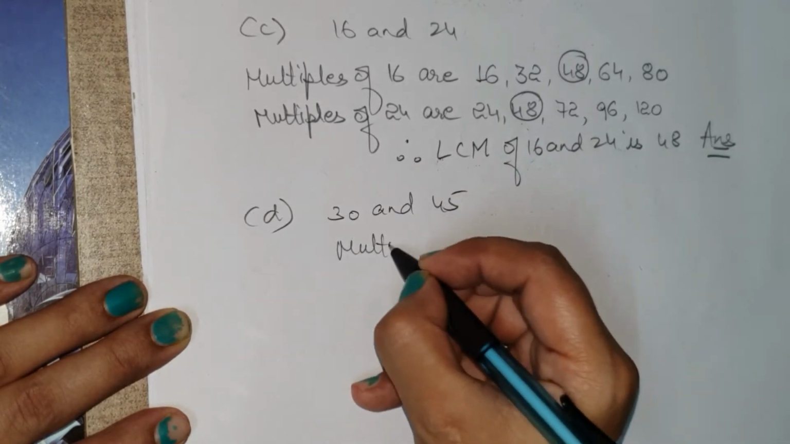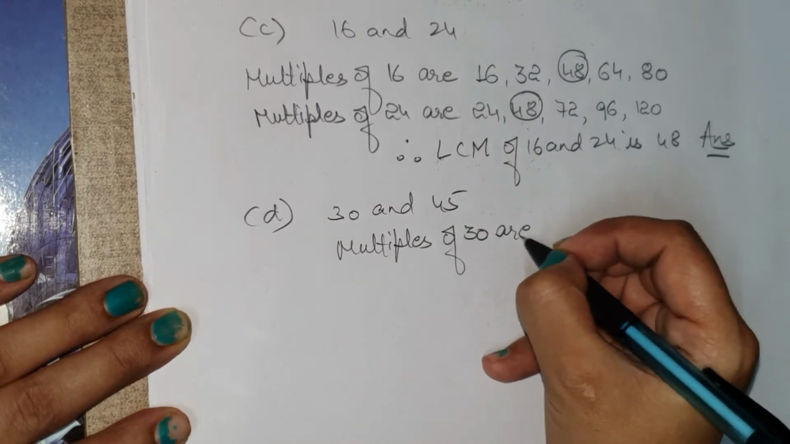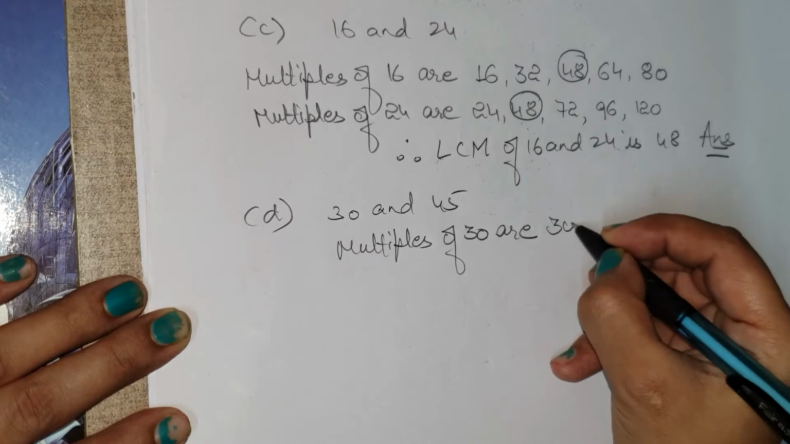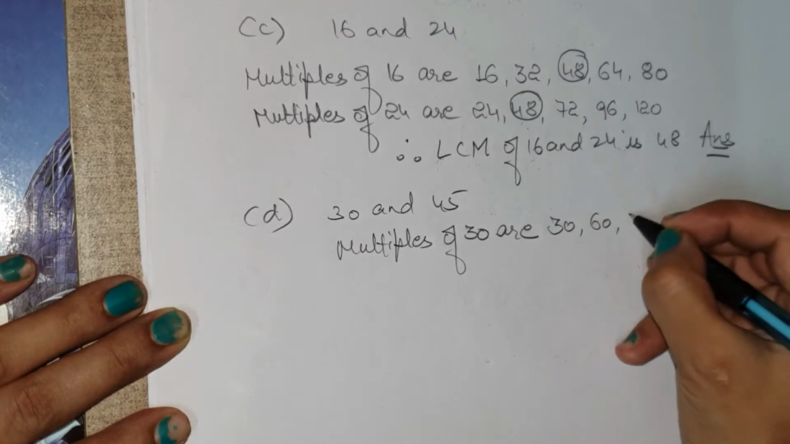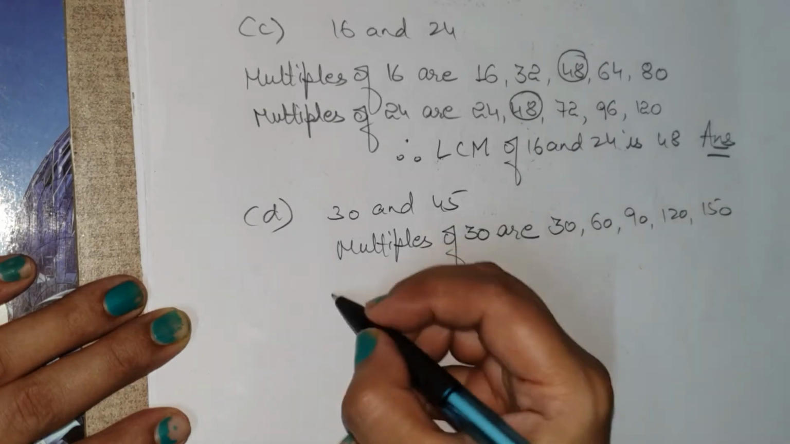So again you will write multiples of 30. Write the multiples of 30, the table of 30 till 5. 30 ones are 30, 30 twos are 60, 30 threes are 90, 30 fours are 120 and 30 fives are 150.